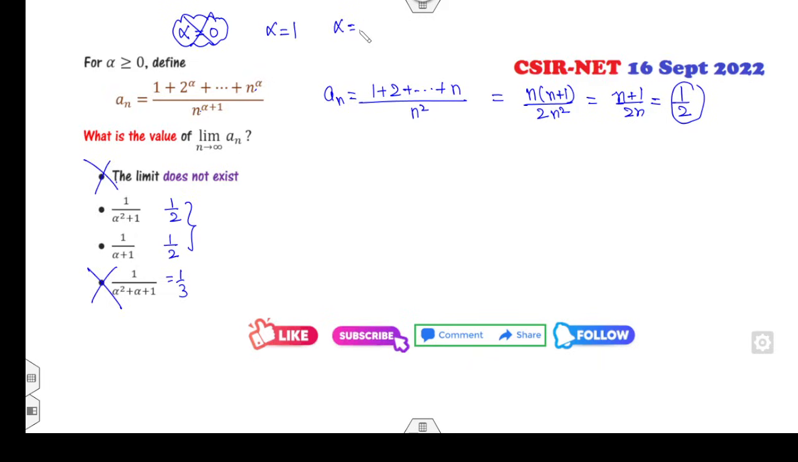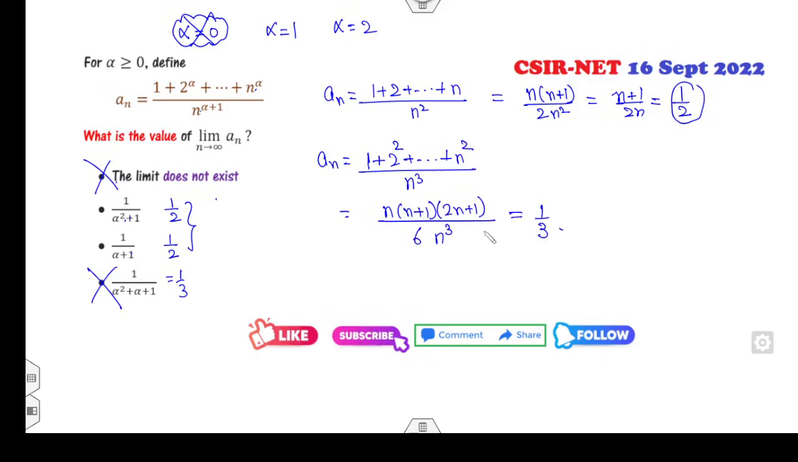If I choose alpha is equal to 2, then it will be 1 over 4, 1 over 5 and 1 over 3. Now if I choose alpha is equal to 2, your a_n will be 1 plus 2 square plus n square divided by n cube. The numerator becomes n plus 1, 2n plus 1 divided by 6 into n cube. So if you cancel them, it will be 1 over 3. So where is the 1 over 3? Alpha is 2, it's 1 over 5, it is 1 over 3. Second option is cancelled. C is the right answer of the problem.